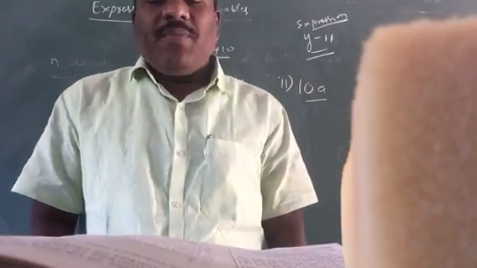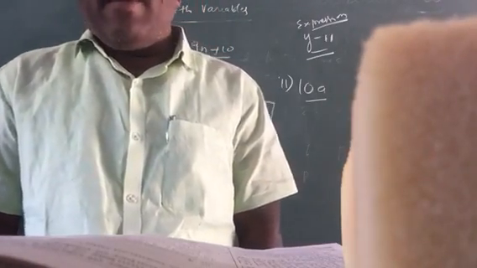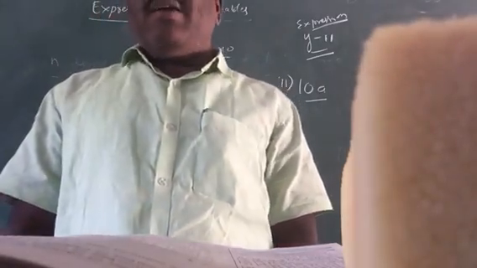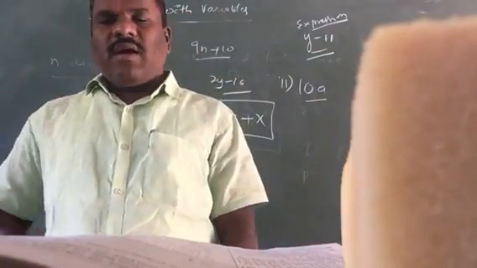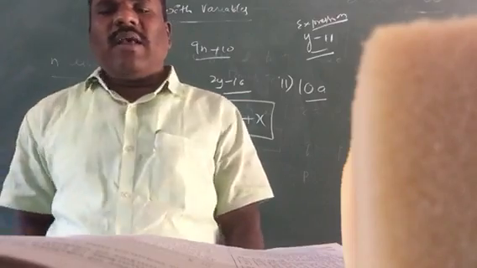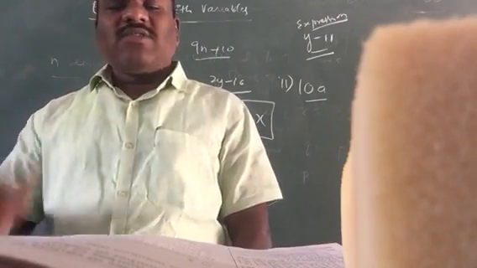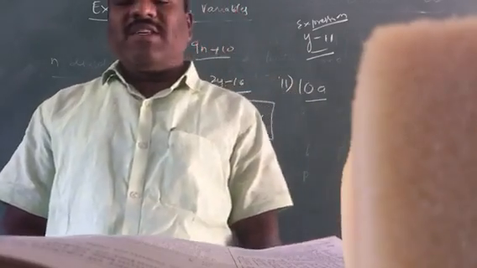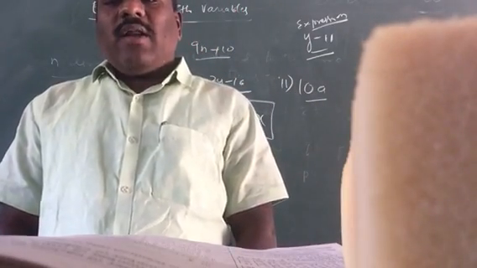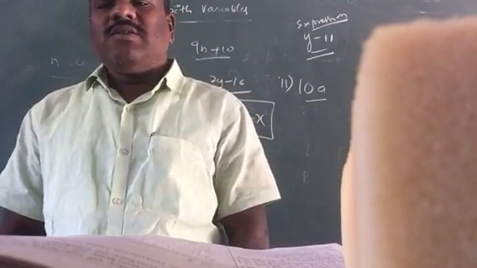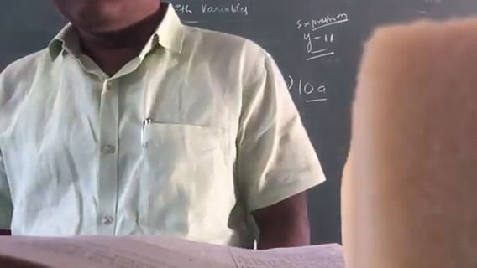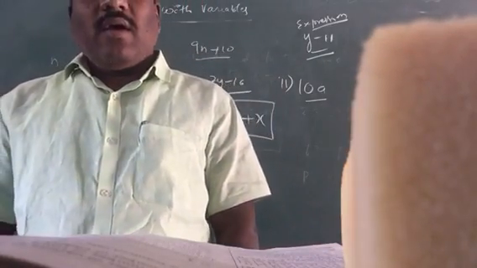Then what is the next one? 3m plus 11. Add 11 to 3 times of m. And next one, 2y minus 5. So here the length of a room is 11 more than 3 times its breadth, say m.